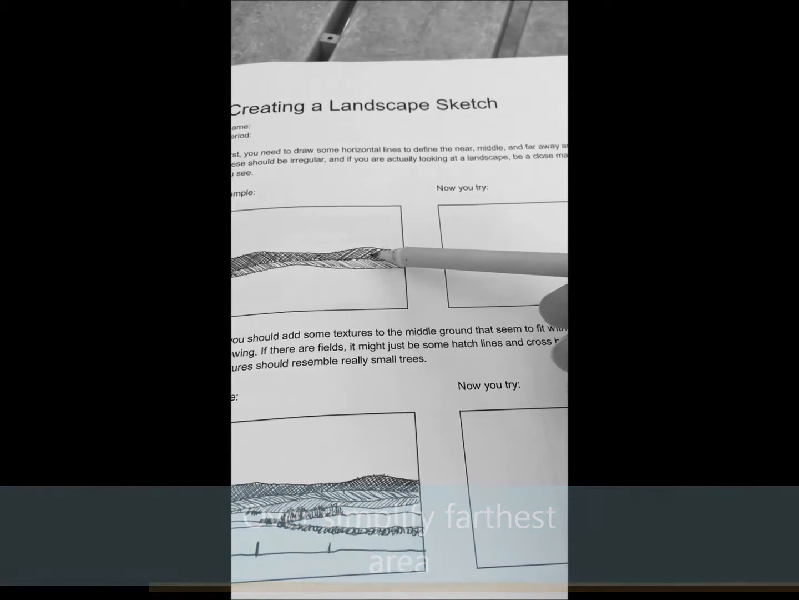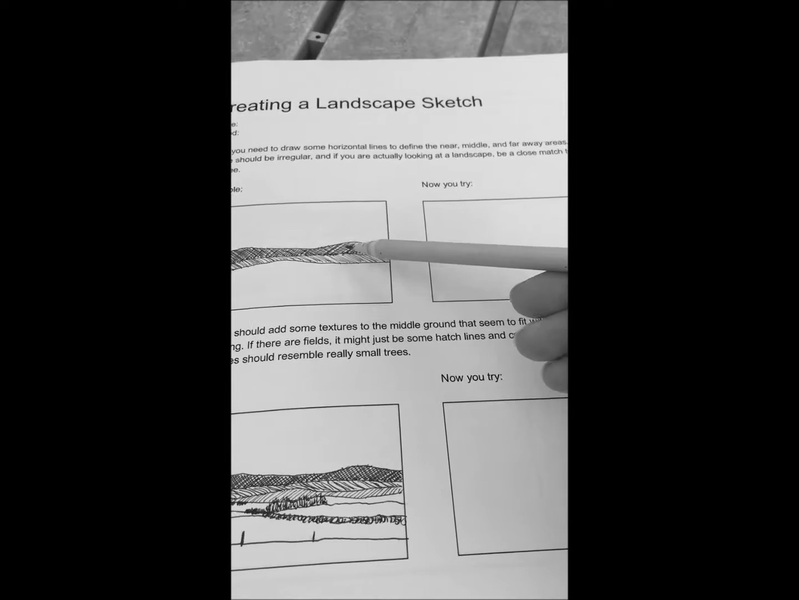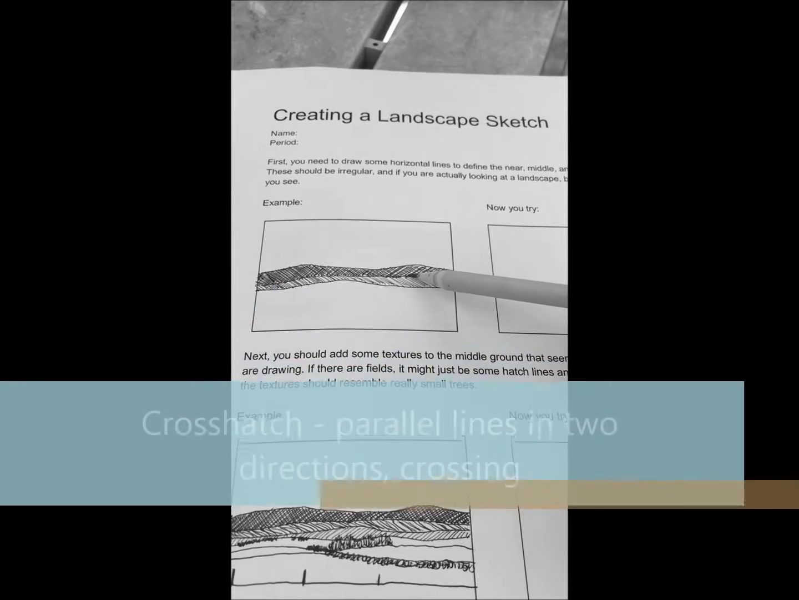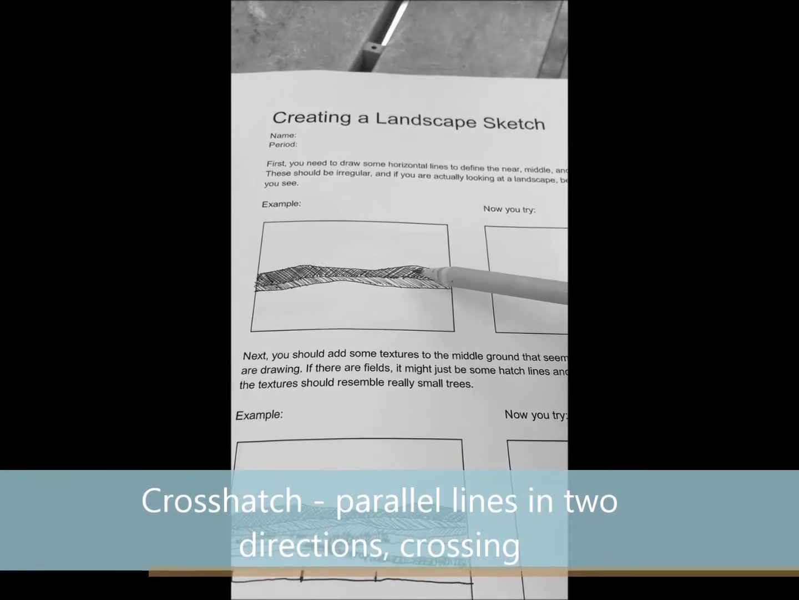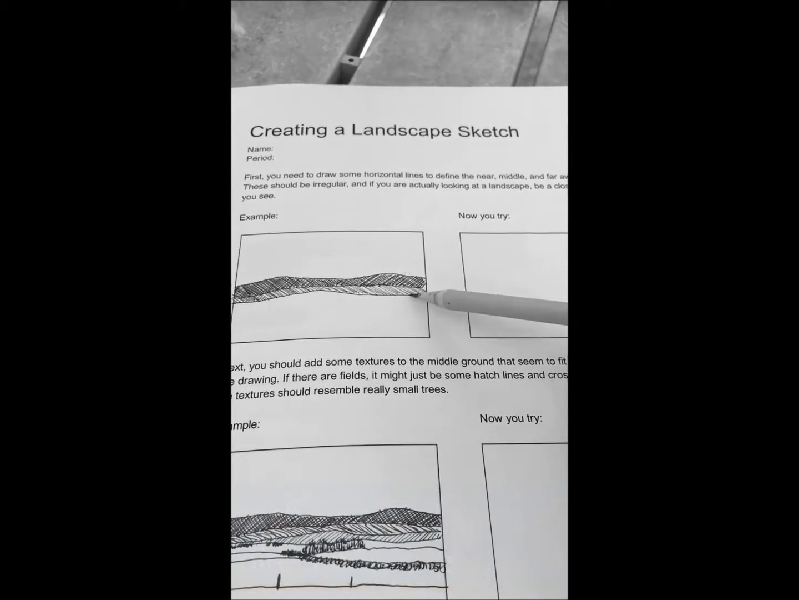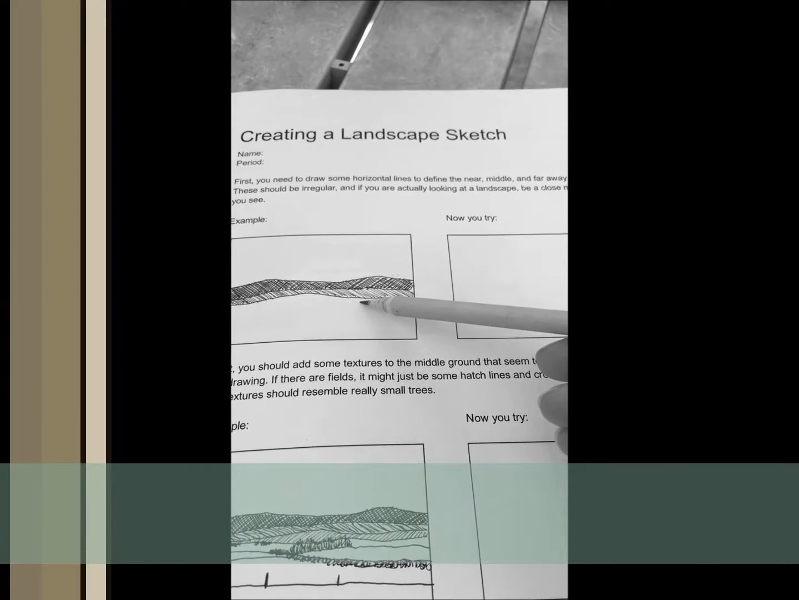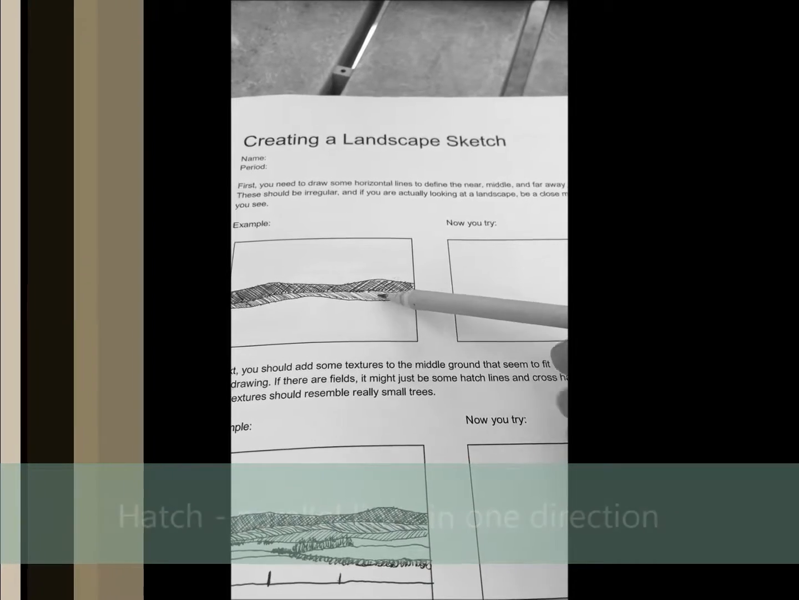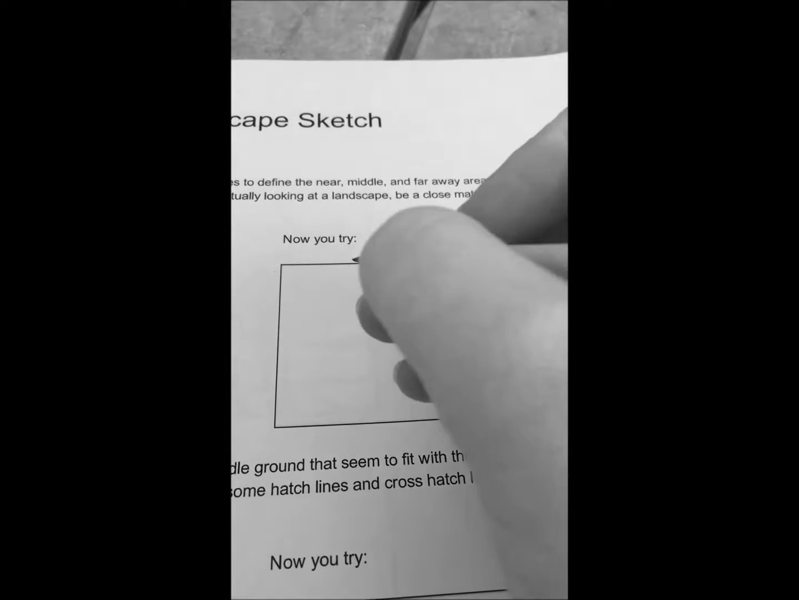So I've chosen in my sketch that I originally did as an example, I did crosshatch, which is where it's 2 lines crossing each other in opposite directions, and then just a hatch, which is just a single line. These add a nice texture to the background of a landscape when you're doing it, and for whatever reason, it makes things seem further away. So I'm going to go ahead and do the same thing right here.